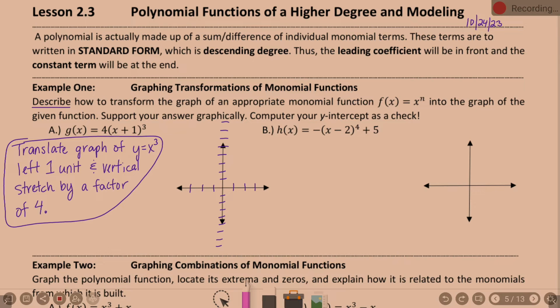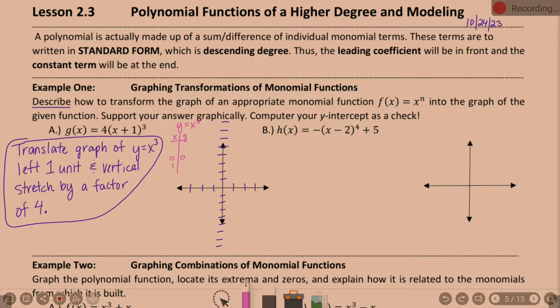What points does y equals x cubed have? Think about the shape, and think about what points it goes through. If you put 0 in, it's going to go through what? Do I have room here? Yeah. If you put 0 in, it goes through 0.